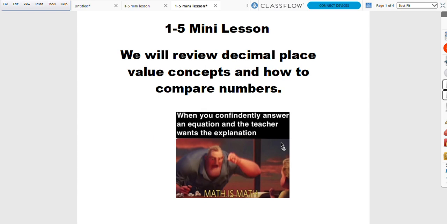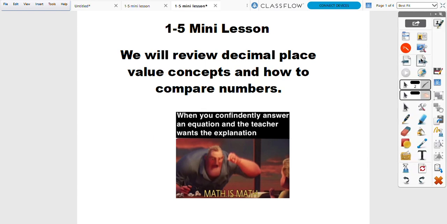So the big thing is understanding conceptually the math that you are doing. So I put a quick little comic in there for you. When you confidently answer an equation, a teacher says, I want an explanation, and you're like, I just know, or the math is the math. You know that I want us to dig deeper this year because you were so successful in fourth grade with me. Now it's time to move to the next level of understanding.